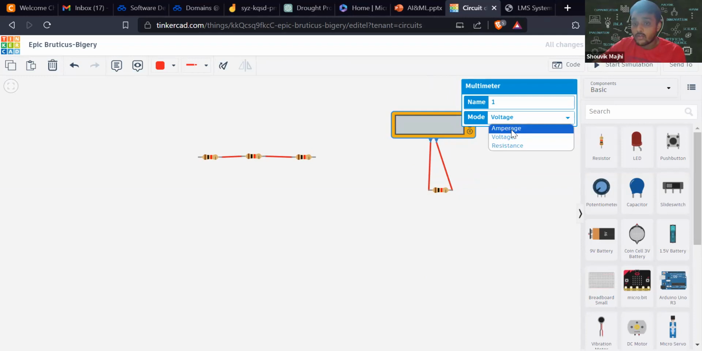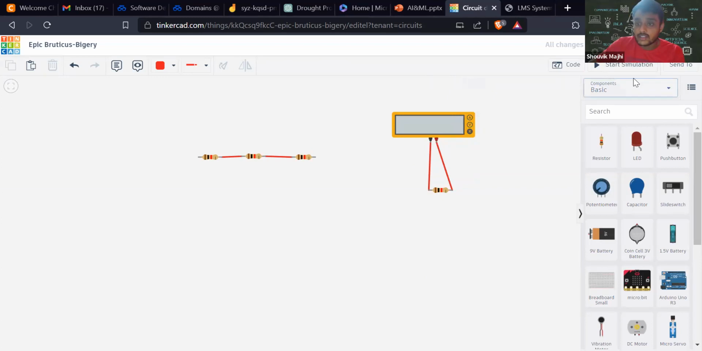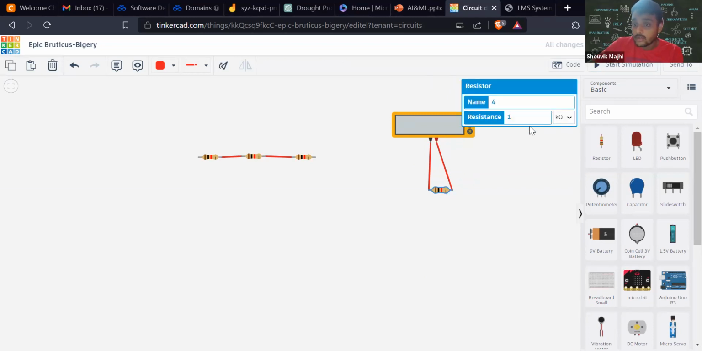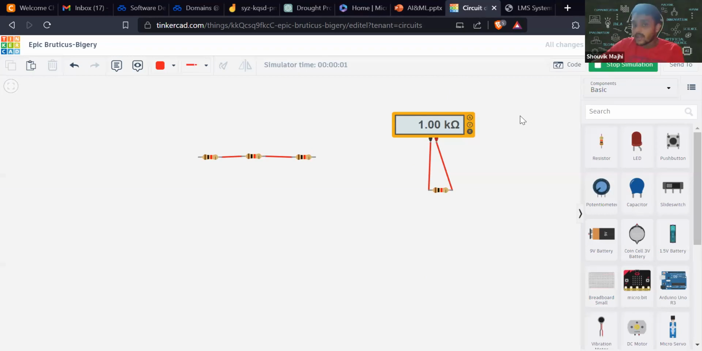You have three modes: one for the current (amperage), one for the voltage, and one for the resistance. Let us now go for the resistance. If I go for the resistance and start simulation, see, you get 1 kilo ohm. And actually, I have taken a 1 kilo ohm resistor. So this satisfies my conditions: what I have taken and what I am getting are the same.